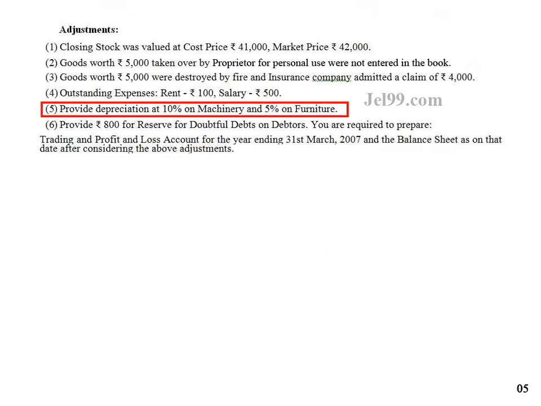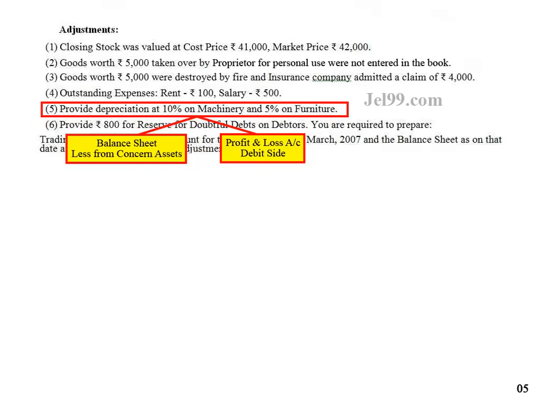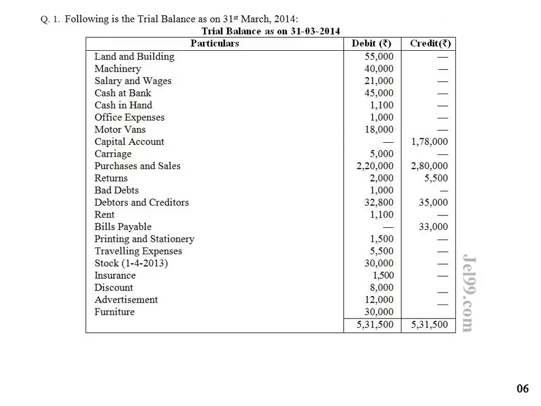Next is adjustment number 5. Provide depreciation at 10% on machinery, and 5% on furniture. Depreciation will decrease the amount of fixed assets, hence its first effect is shown in balance sheet, less from concerned assets. Depreciation is a loss of the business, hence its second effect is shown in profit and loss account debit side, so we will mark down adjustment number 5 on machinery and adjustment number 5 on furniture.